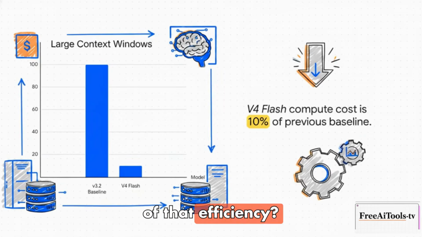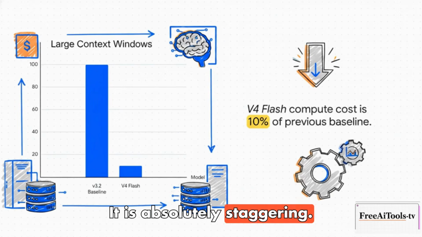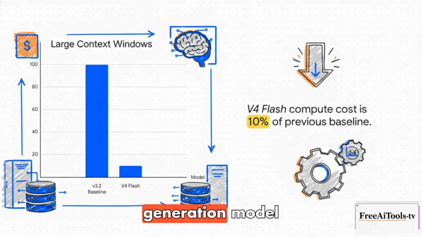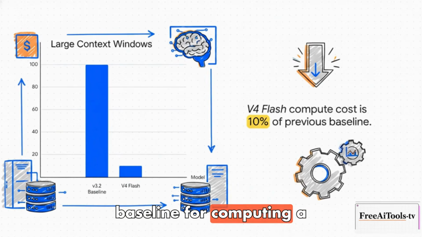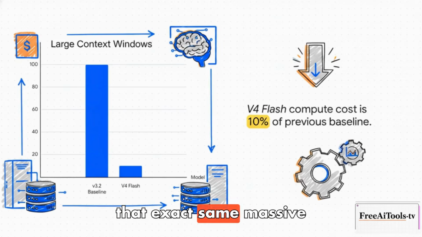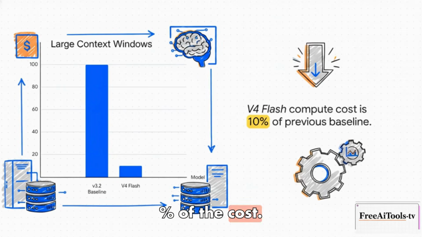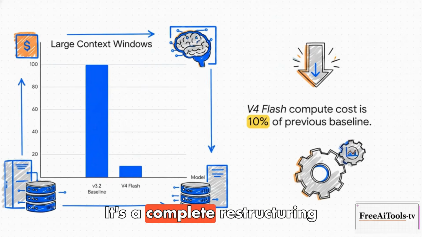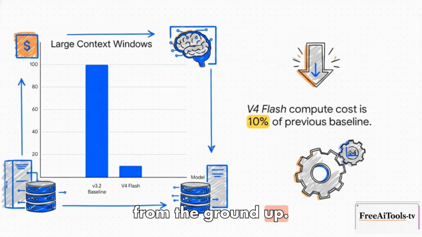And the result of that efficiency? It is absolutely staggering. If we look at the previous generation model as a 100% baseline for computing a 1 million token prompt, V4 Flash achieves that exact same massive window at just 10% of the cost. You heard that right, 1/10 of the computing power. It's a complete restructuring of AI economics from the ground up.